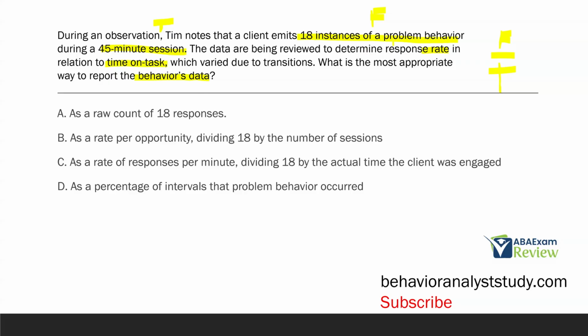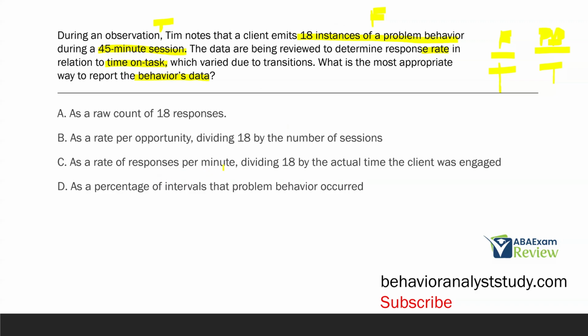It's going to be the response, which is the problem behavior, right? And then our time is going to be time on task. So if you look at a raw count of 18 responses, that is going to give us frequency of the response, but not rate, because rate is going to be frequency over time. If we look at B as a rate per opportunity, if we divide 18 by the number of sessions, well, 18 happened in one session. If we've already had multiple sessions, what is that really going to tell us? Nothing. The 18 happened in this single session.